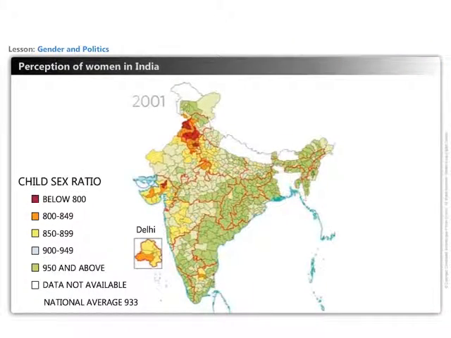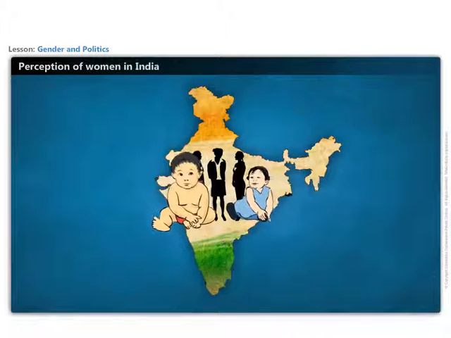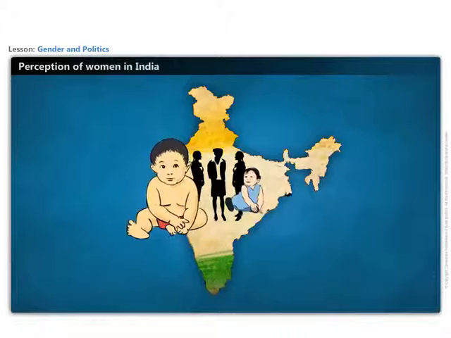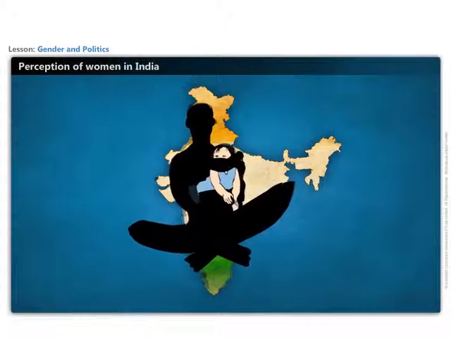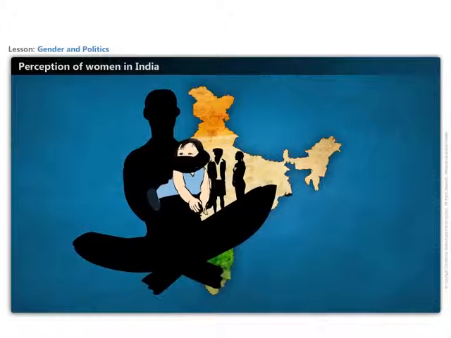Look at the map that represents the child-sex ratio, the number of girls per thousand boys. The national average of child-sex ratio is 933 female per thousand male. In many areas, it is reduced to even below 800. Why do you think some regions have less number of girls to boys? In many parts of India, parents prefer to have sons and find ways to have the girl child aborted before she is born. It is very sad that in India, there are many places where parents willingly kill the newborn if it is a girl.